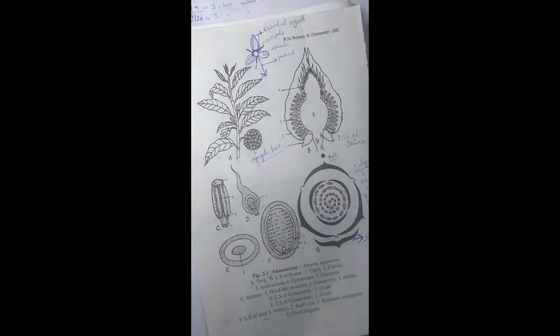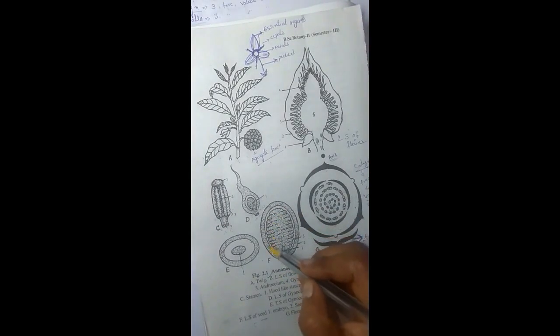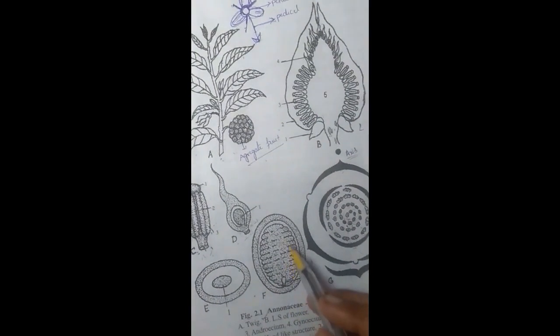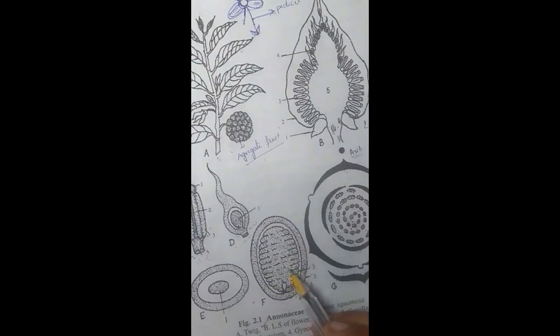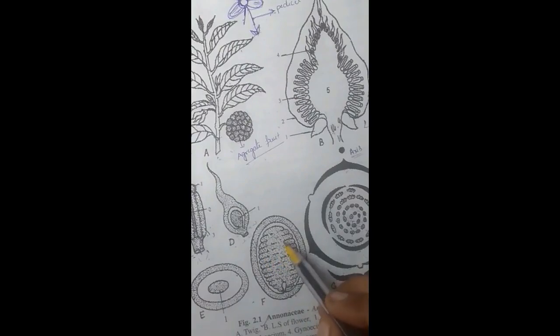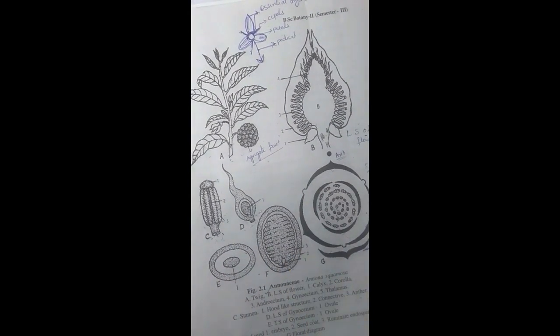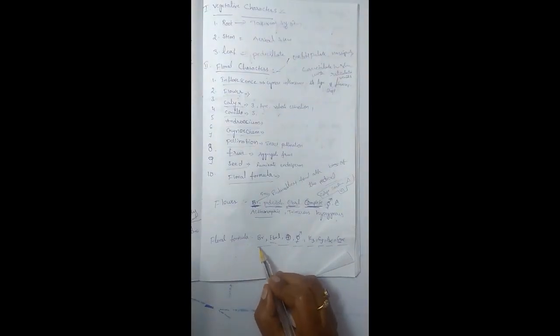Now the fruit contains seeds. This is the structure of the seed, which has the seed coat, and the surface of the cotyledons shows finger-like infoldings. These finger-like infoldings are nothing but the ruminate endosperm. So the ruminate endosperm is one of the important characteristic features of the Annonaceae family. This is about the seed structure.